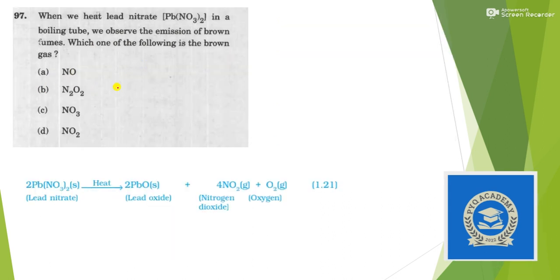Next question is, when we heat lead nitrate in a boiling tube, we observe the emission of brown fumes. Which one of the following is the brown gas? This is also given directly in NCERT. This is an example of decomposition reaction in which when you heat lead nitrate, it becomes lead oxide and releases nitrogen dioxide and oxygen. So nitrogen dioxide is that brown gas which was asked. So answer is option D.